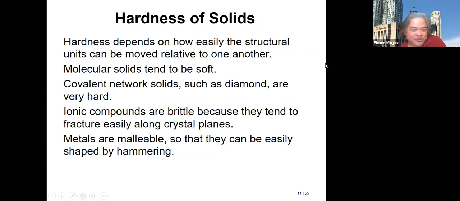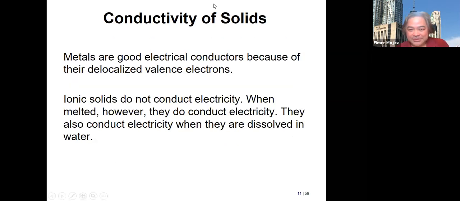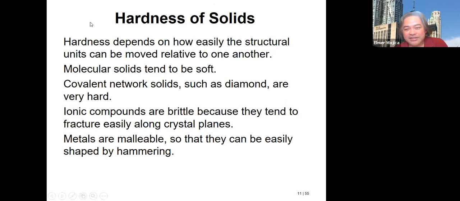Now, in terms of hardness, it depends on how easily the structural units can be moved relative to one another. I don't know if I'm going to agree with this: molecular solids tend to be soft. Have you been hit by an ice block, or if you are in a karate event, sometimes they break it with their hands, sometimes with their head. But ice is usually what? Molecular solid. But it says here that molecular solids tend to be soft, so I'm not sure if I agree with the statement that we have here.